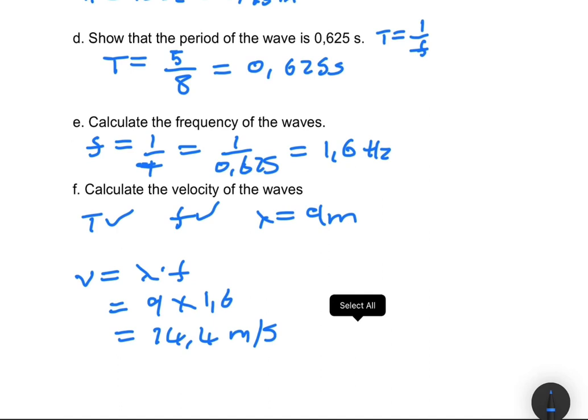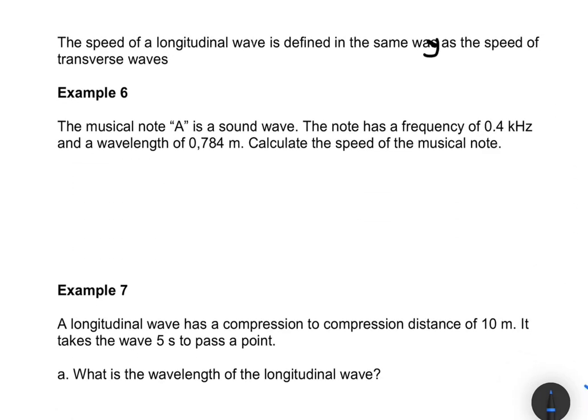You should have realized that we've been solving problems that have to do with transverse waves for the most part. Now let's talk about longitudinal waves, sound waves, and so on. So let's move ahead. Example 6 is saying that the musical note A is a sound wave. The note has a frequency of 0.4 kilohertz. Let's underline that.